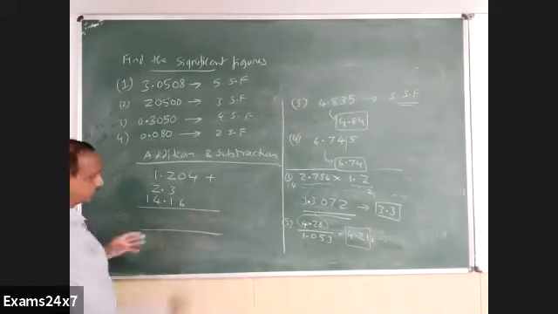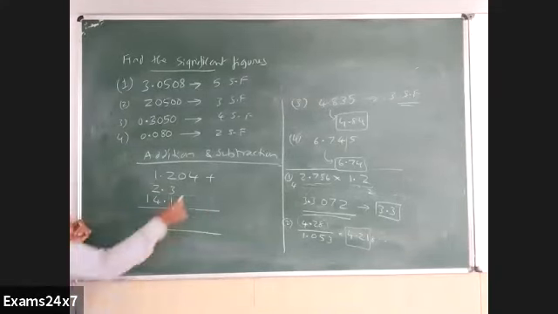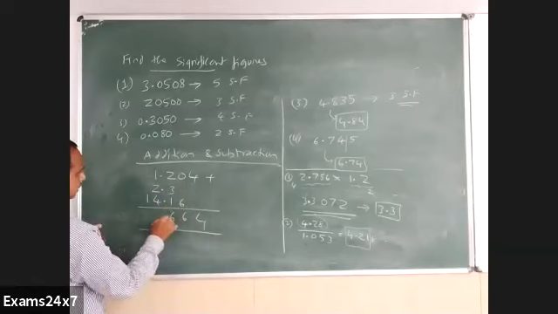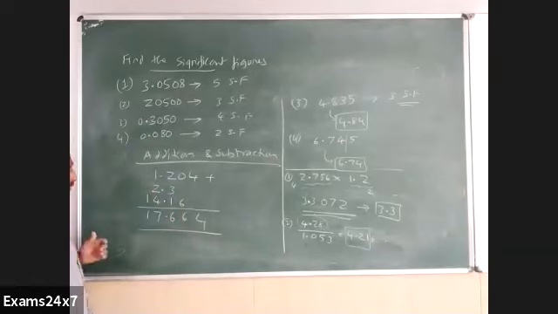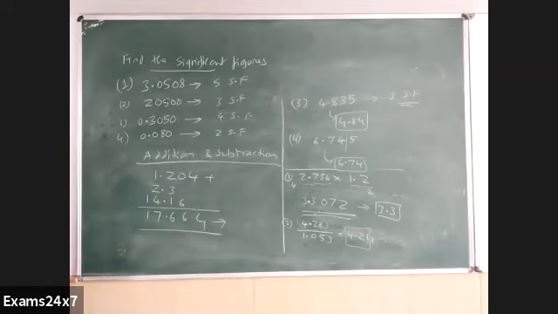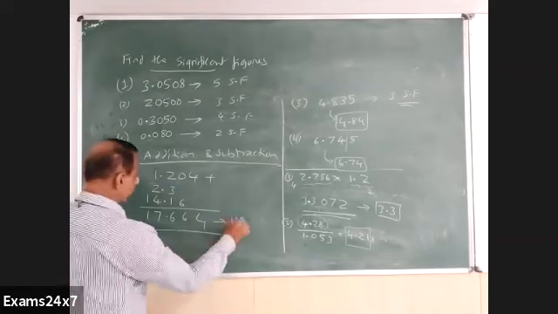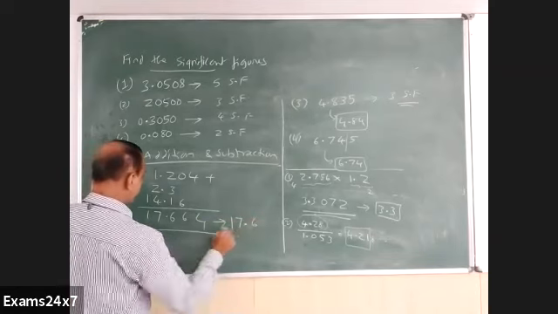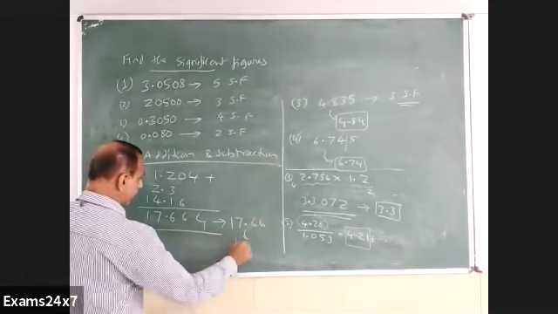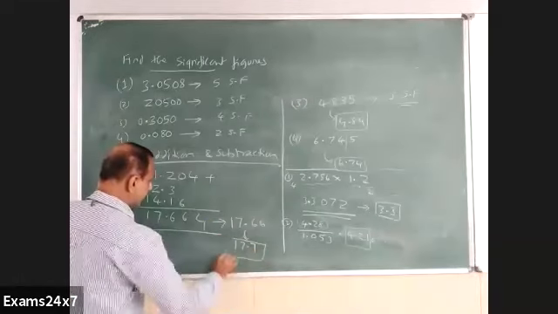You have to add them. So this is the question now. Addition: 4, 6, 16, 17.4664 I am getting, correct? But the rule says that the answer should be only how much? The answer should be 17.66. So if I round it off, I can write 17.7 as the answer.